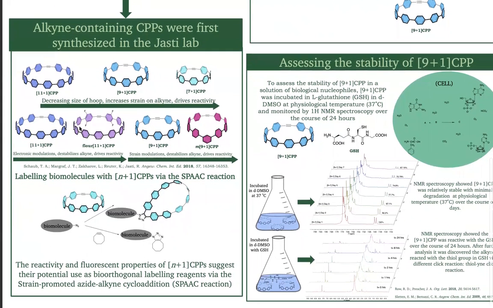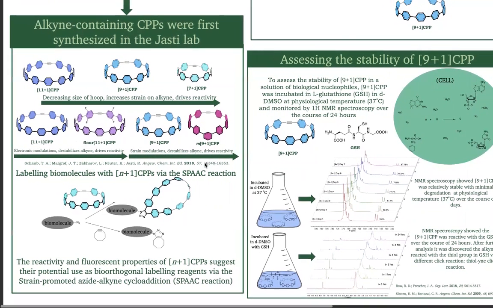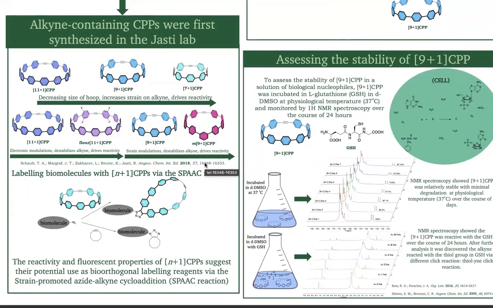Another modulation you can do is an electronic modulation. You can append these fluorine groups, which are super electronegative, and they're going to destabilize the alkyne and thus increase the reactivity. You can also do a strain modulation. Instead of having all of the phenyl groups connected by a para linkage, you can introduce a meta linkage into the CPP, which essentially introduces a kink into the molecule, which drives the strain to be localized on the alkyne and increases reactivity.